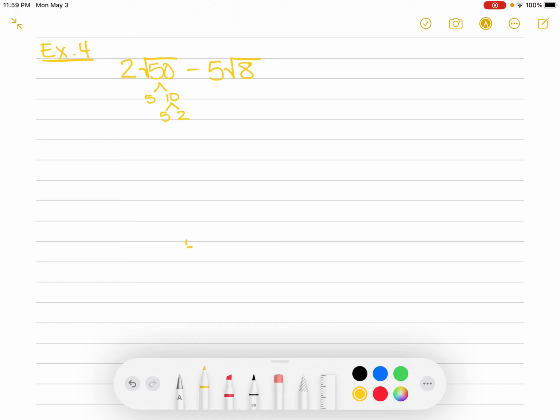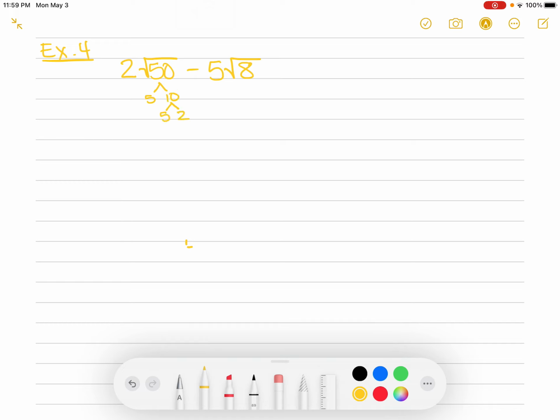I'm just going to go through and do this one all the way through, so that I'm not looking at two things at once. Okay, so then I have 2 times 5 times 5. I'm going to take out that 5 and put it with this 2. So that's going to give me 10 times the square root of 2.